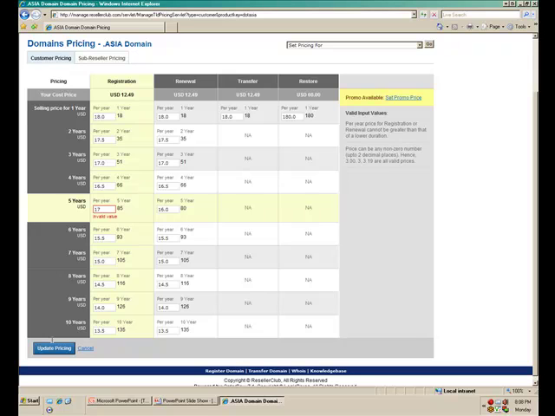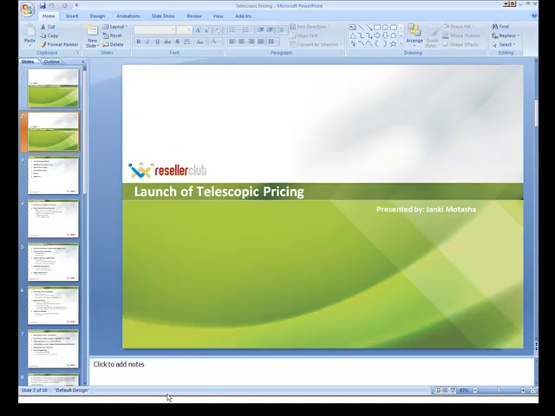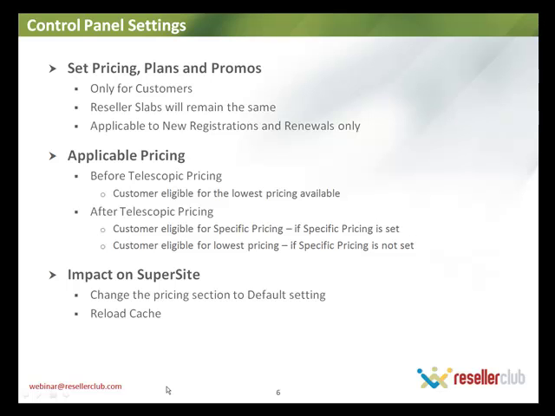Right, so going back to the presentation now. So the telescopic pricing is obviously applicable only for customers, whereas you can continue using the slab-based pricing for sub-resellers. Now also the telescopic pricing is applicable only for registrations and renewals, as we already saw in the control panel settings.